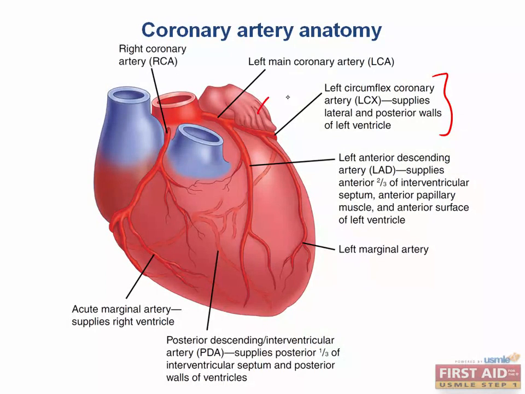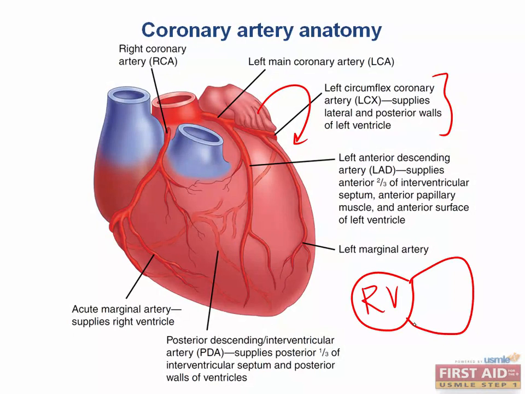Well, as you can see, it winds around, circumflexing around towards the posterior surface. The circumflex gives off large marginal branches that supply the lateral and posterior wall of the ventricle. So let's draw our cross-section again. Remember, we said the anterior 2/3 is supplied by the LAD, and so is the anterior surface of the left ventricle. Now our left circumflex circumflexes towards the posterior wall, and it will supply the lateral and the posterior surface of the left ventricle.